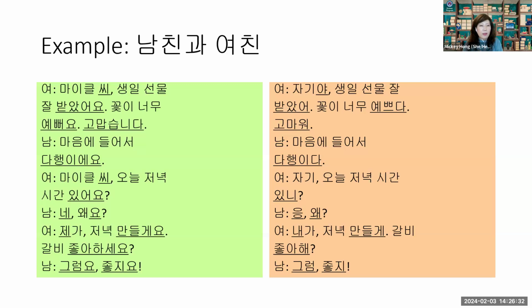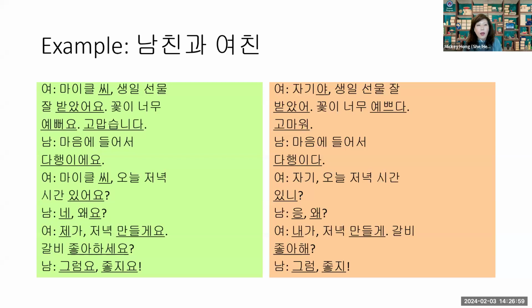제가 저녁 만들게요. 제가, right? Because it's an honorific. You refer to yourself, but you cannot use an honorific on yourself, so you respect the other by lowering, humbling yourself. Do you like 갈비? 좋아하세요? See, she works an honorific in there instead of 좋아해요. 그럼요, of course, 좋죠. Of course, it's nice.